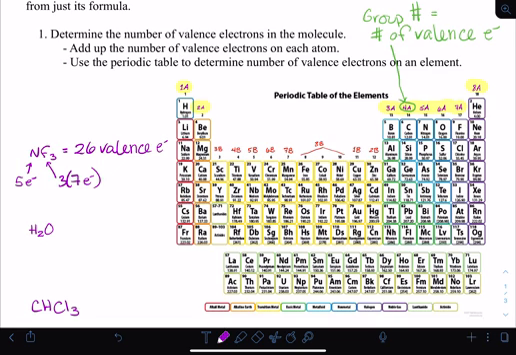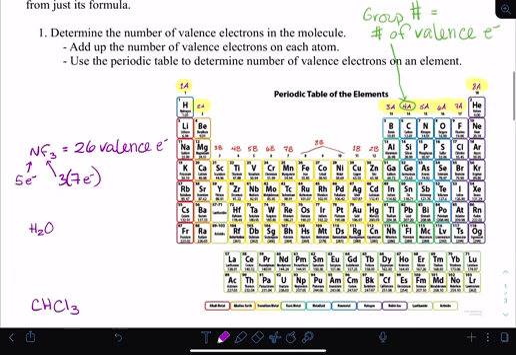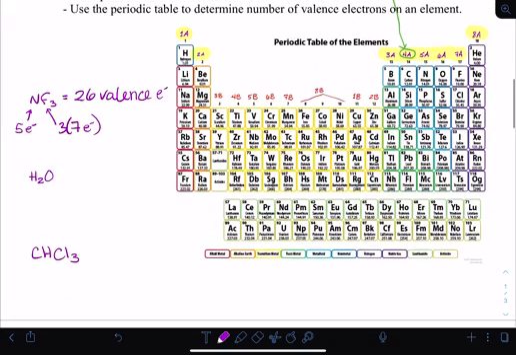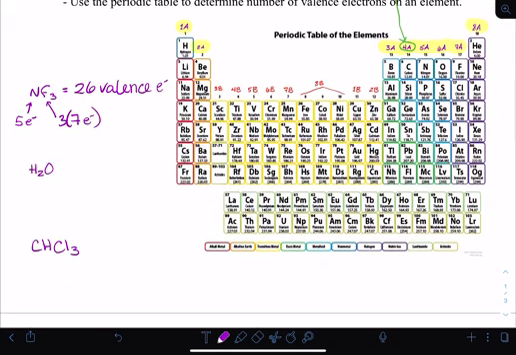And that means that when we draw the structure for NF3, we draw our Lewis structure, it's going to need to include exactly 26 valence electrons, no more, no less, or it's not representing the correct formula. So why don't you pause here and take a minute or two to do the next 2 examples. So try to figure out how many valence electrons are in H2O and how many valence electrons are in CHCl3.